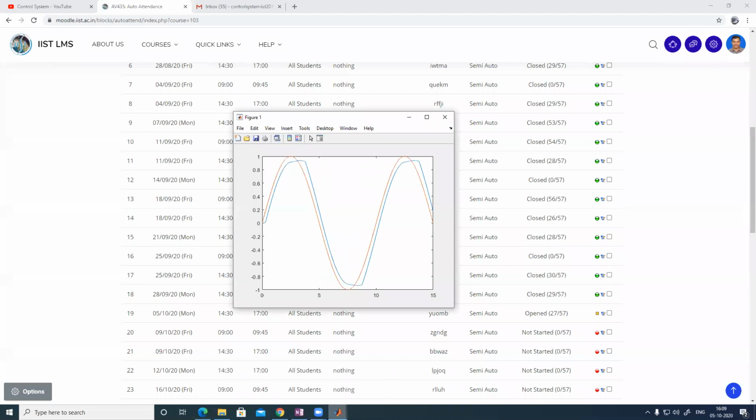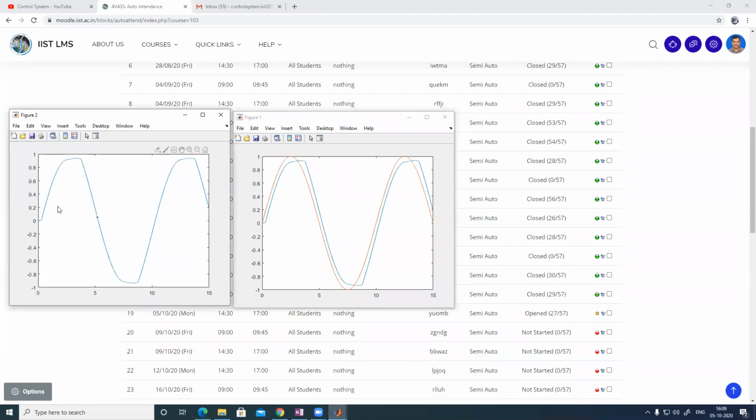Sir, in the code, do I have to change anything? No, this is the graph. This is for some other value only. So this is the integration routine, and this is the Simulink. Okay.